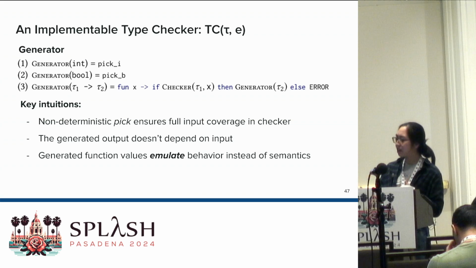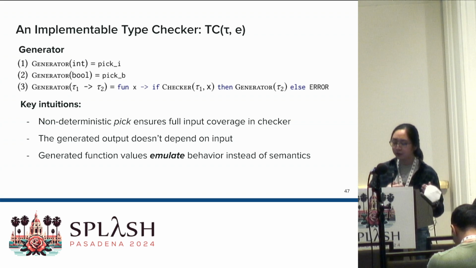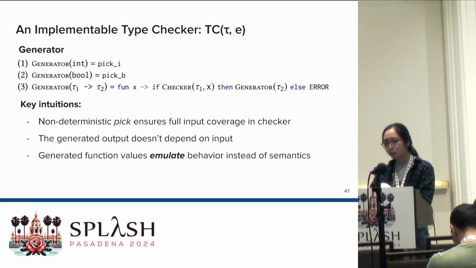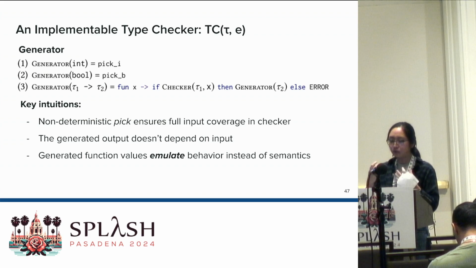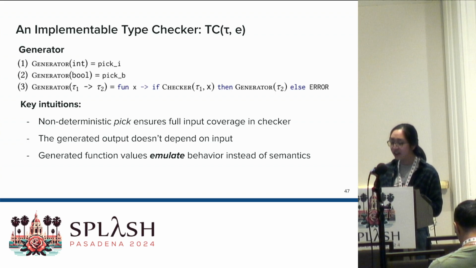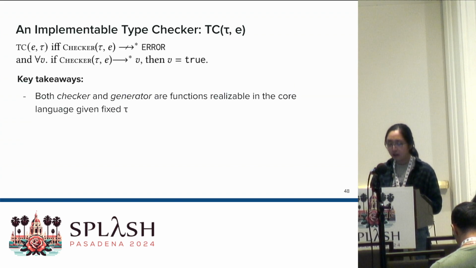So what that suggests is that our function generators, instead of trying to produce functions that have equivalent semantics to the real function in the type, only aim to capture the behavior of these functions. That means for each run of a program containing a concrete function, if we replace that function with a generated function, there will be a set of specific choices for each non-deterministic pick that will result in the exact same program behavior. And that is the key to enumerating function inputs in the actual implementation. Overall, the key takeaway from this definition is the following. First, given a fixed type, both the checker and generator are just expressions in the core language.